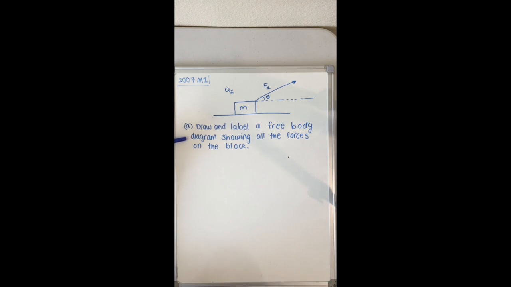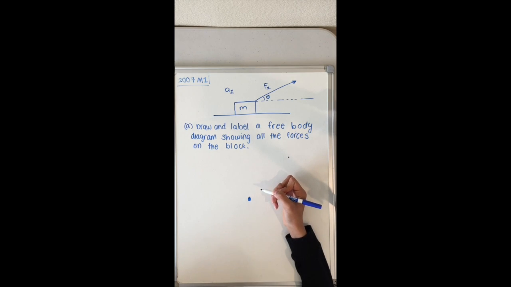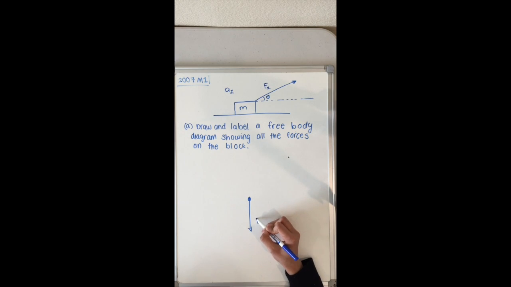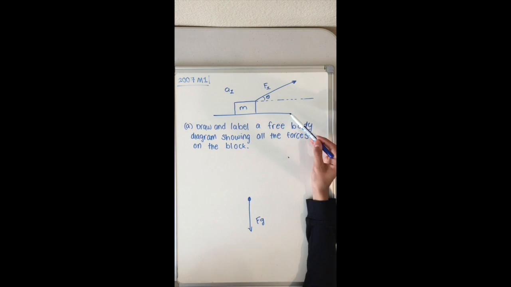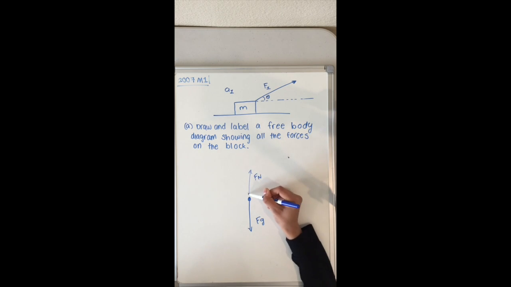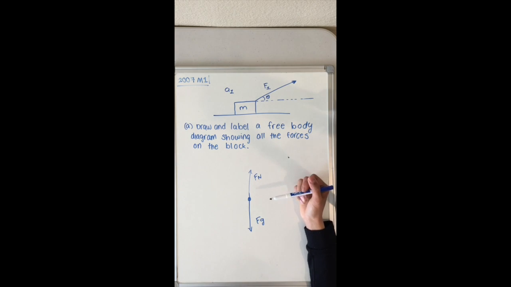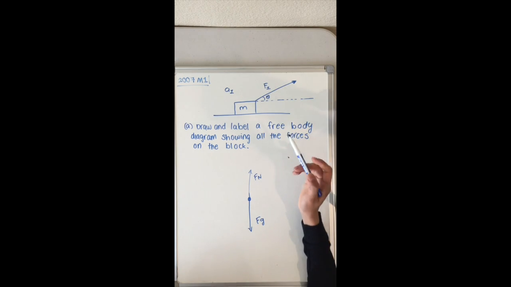So the first question is, draw and label a free body diagram showing all the forces on the block. First of all, we can begin by drawing a dot representing the block. And we know that any mass that is on Earth has a force of gravity. We can label that Fg. We also know that any object that is resting on a surface has a normal force that is equal and opposite to Fg, the force of gravity. And this is the force that the surface applies to the block.